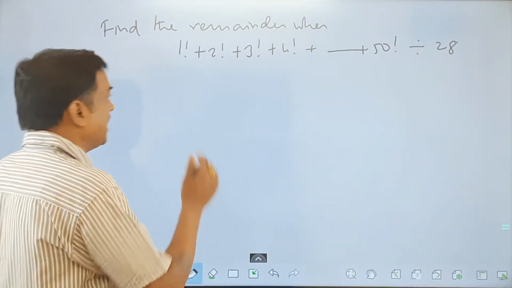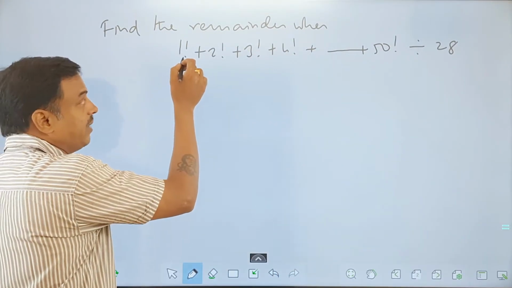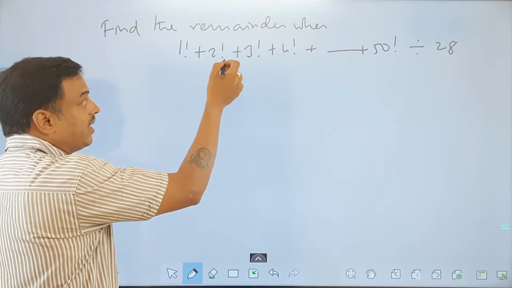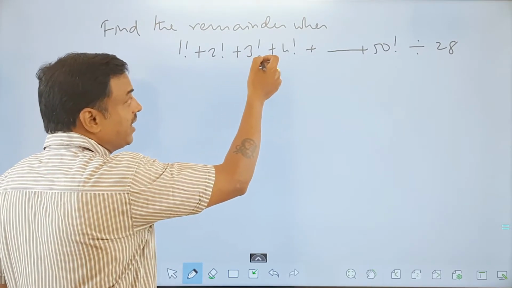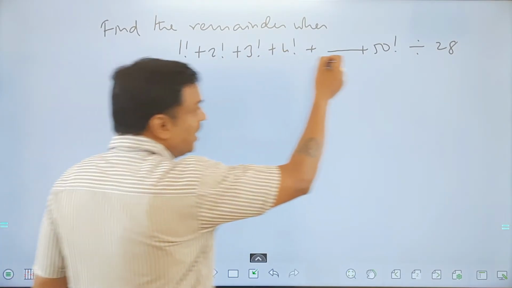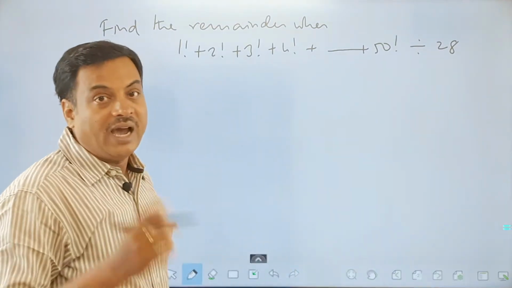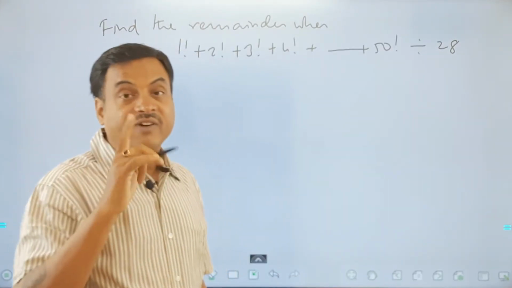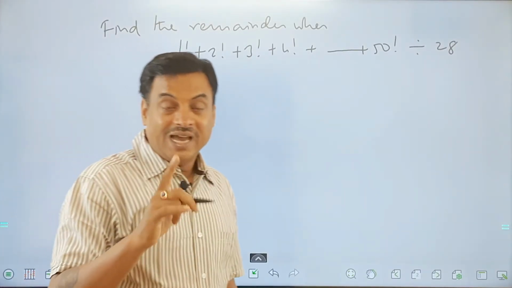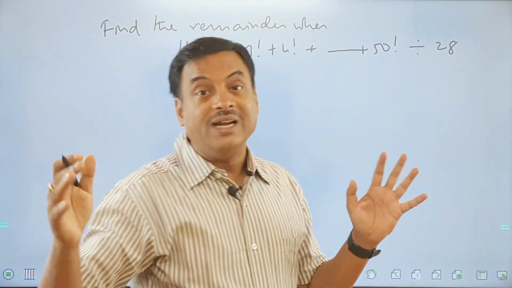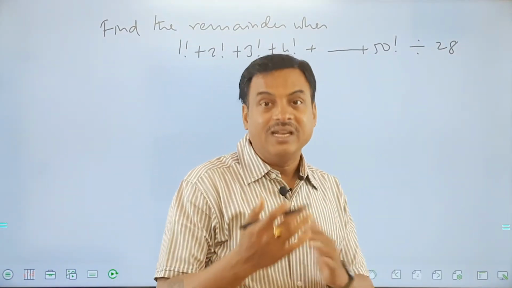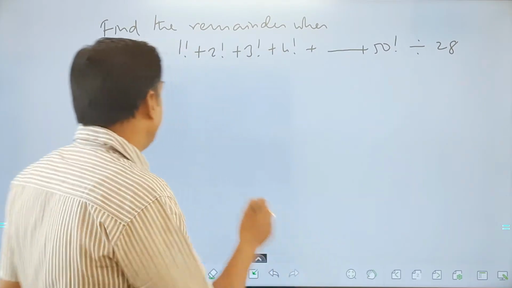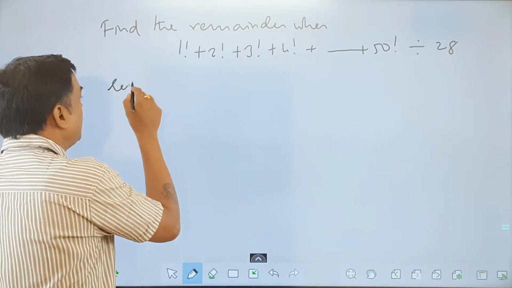So what I should understand, n1 divided by d, remainder r1, n2 divided by d, remainder r2, n3 divided by d, remainder r3, remainder r4, and so on up to 50 factorial, I'll get 50 remainders. I'll divide those numbers by 28, and then overall total I'll divide again by 28, and then I'll try to get the answer for this. So let us start dividing one by one.